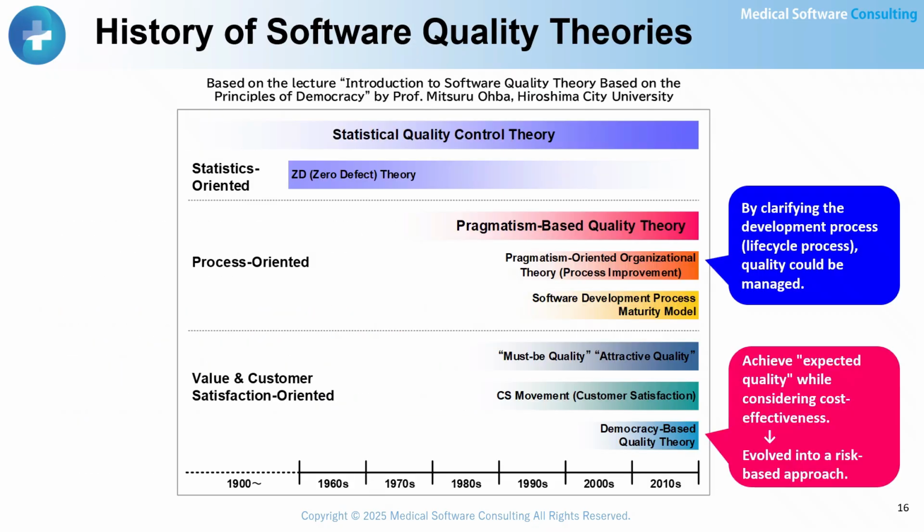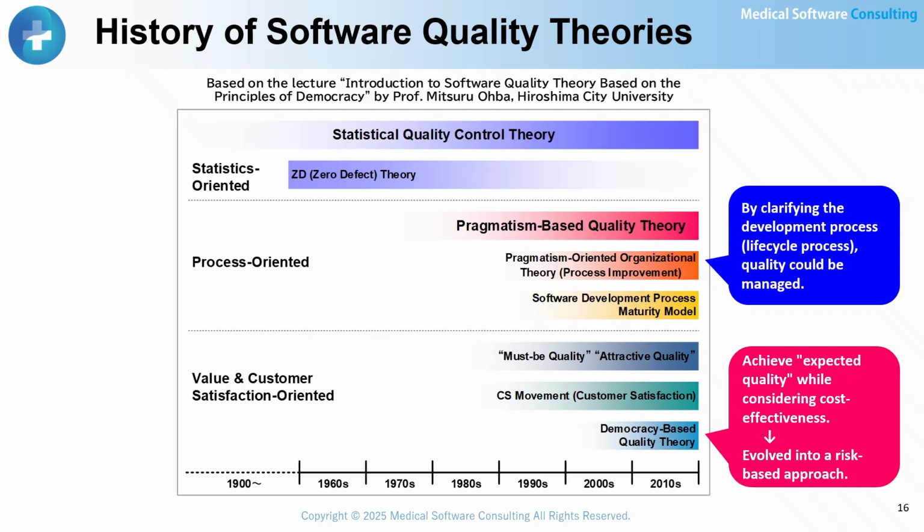In the history of software quality theories, during the 1960s and 1970s, the mainstream approach was the zero defects movement, which aimed to completely eliminate software defects. However, from the 1980s onward, as software grew larger and more complex, people realized that achieving zero defects was unrealistic. Instead, the focus shifted to controlling development processes and lifecycle processes in order to reduce software failures. This process-oriented perspective led to initiatives such as process improvement and maturity evaluation models for software development processes.